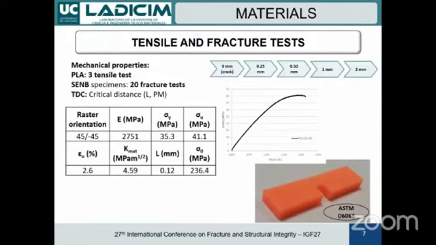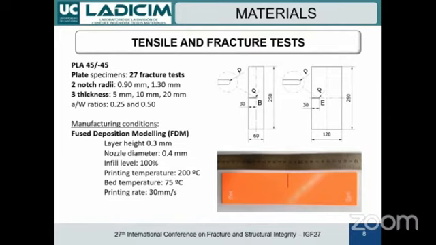From a previous work, we have the characterization of the material, and we already know all the mechanical properties for this PLA material. These are the specimens that we are now using to estimate the critical loads. They are 3D printed PLA with an orientation of 45 degrees. We have performed 27 fracture tests with 2 different notch radii, 3 different thicknesses, and 2 different ratios between the notch length and the width of the specimen.